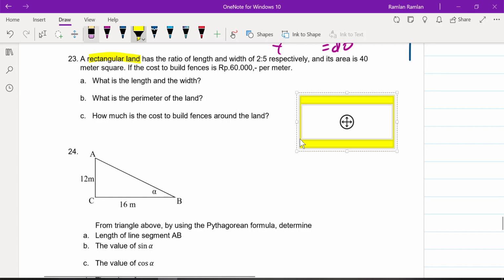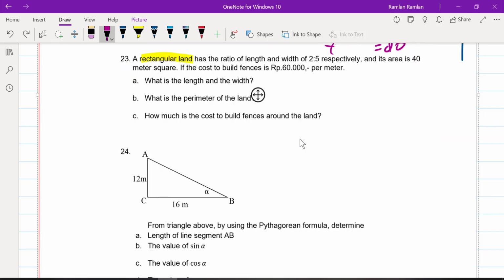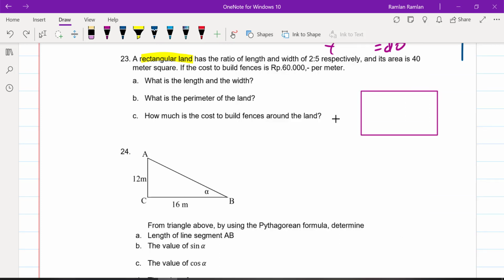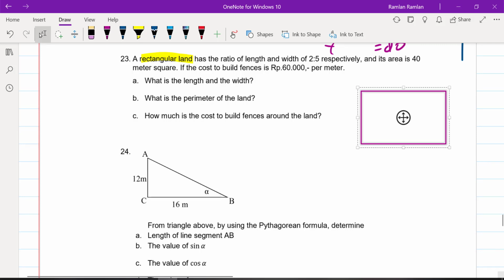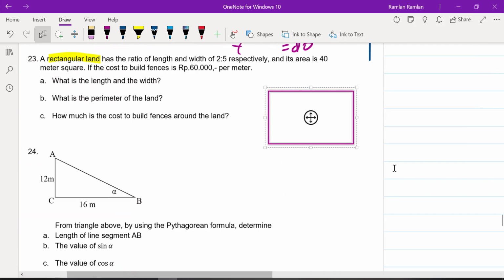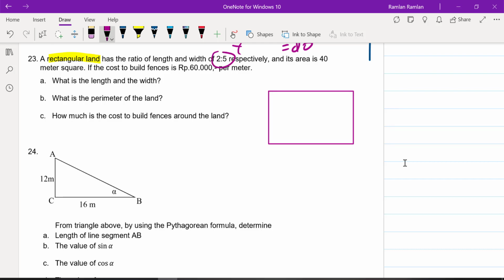Okay, let's think. Shape, okay, so that's the first thing that I'm going to use, which is a rectangle. And then the ratio of the length to the width is 2 by 5, right? So it can be anything. It can be 2 and 5. It can be 4 and 10, and so on, so on, right? So you are going to multiply that with a number.